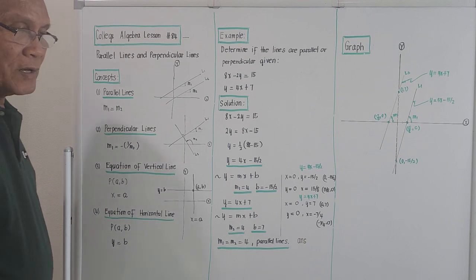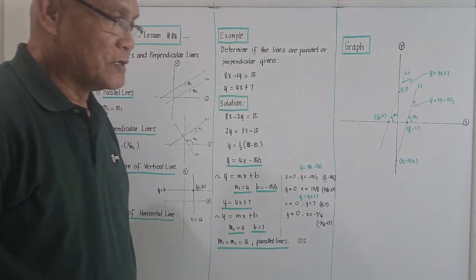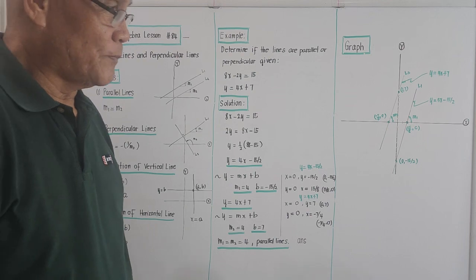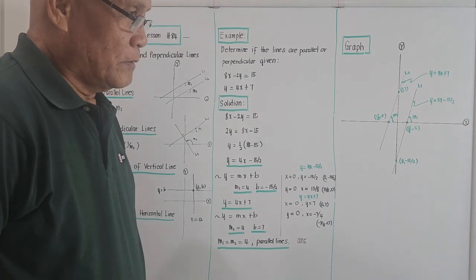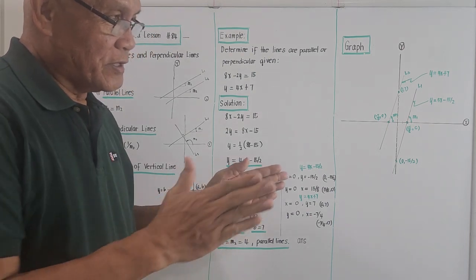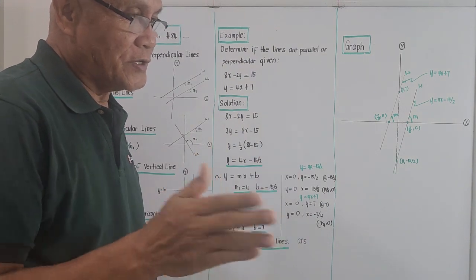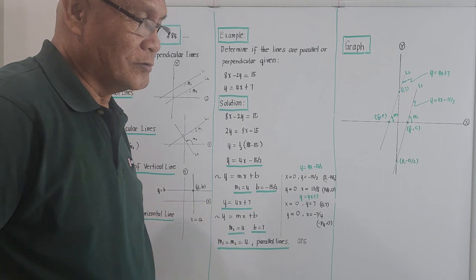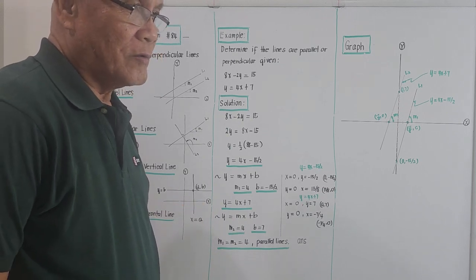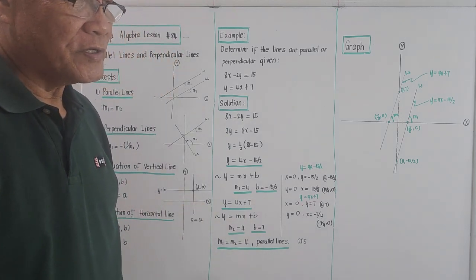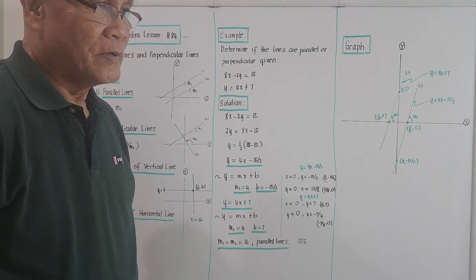Parallel lines are lines which, by definition, will not intersect no matter how long they are. An example of this is the railroad. The rails of a train are actually parallel lines.